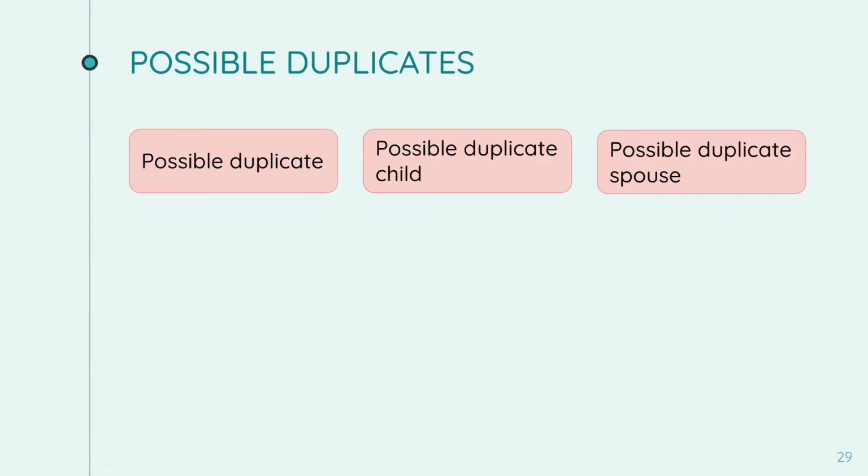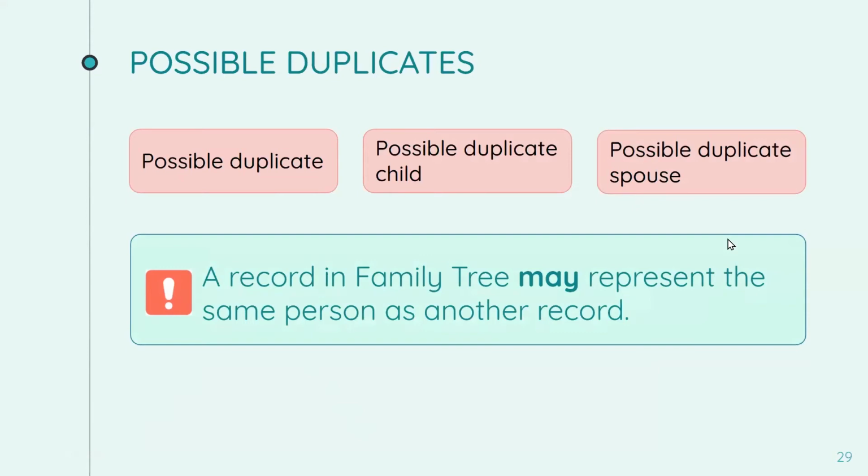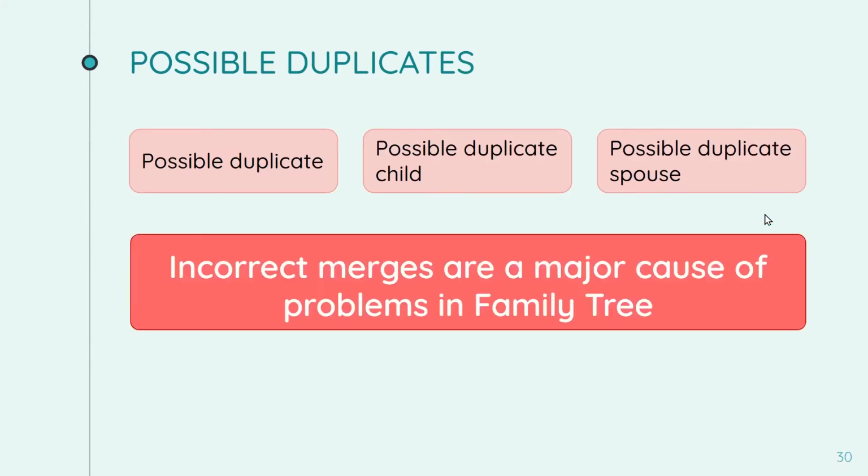Let's move on to possible duplicates. Most of the time when you get a duplicate error, it's only going to say possible duplicate, but I have on occasion seen possible duplicate child or possible duplicate spouse. So what does that mean? It means that a record in Family Tree may represent the same person as another record in Family Tree. The reason I emphasize may is that incorrect merges are a major cause of problems in Family Tree.